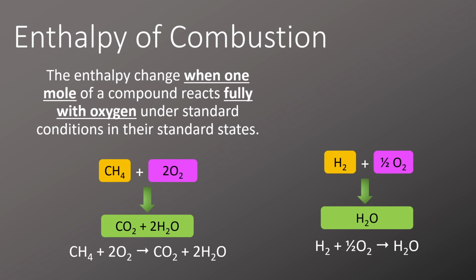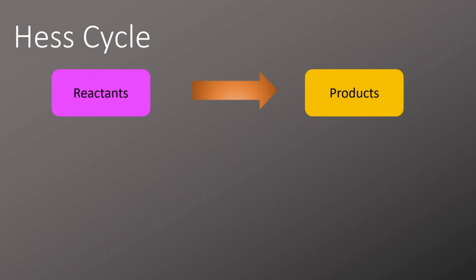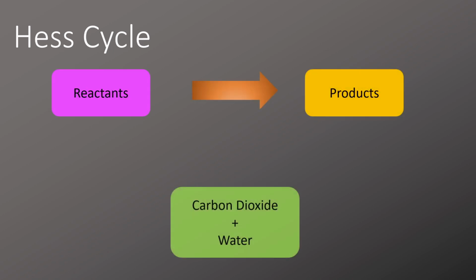with this equation. If we look at a simple Hess cycle, it's very similar to the one we did for formation in the last episode. So here we have reactants through to products, and we'd put at the bottom the carbon dioxide and water. Now in formation, we put the elements. Here we're putting the products of combustion.